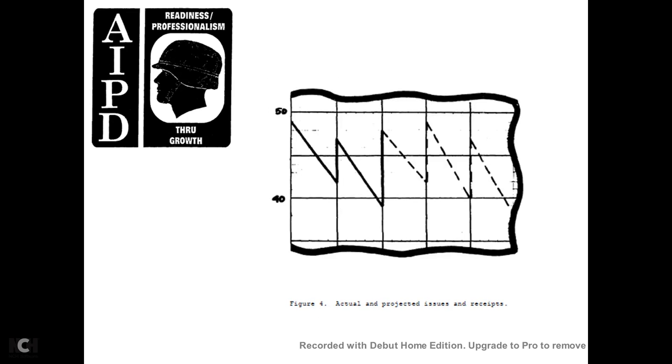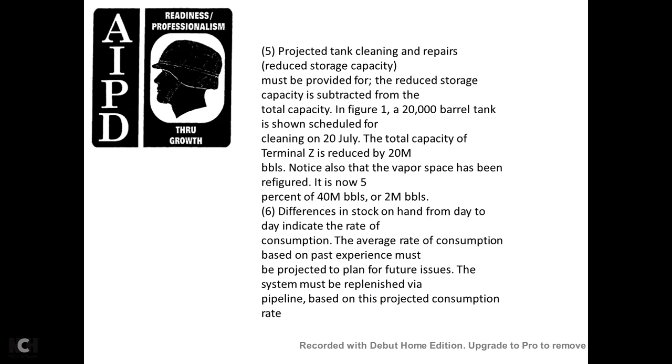Figure 4, actual and projected issues and receipts. 5. Projected tank cleaning and repairs reducing storage capacity must be provided for, with the reduced storage capacity subtracted from the total capacity in Figure 1. In Figure 1, a 20,000 barrel tank is shown with scheduled cleaning on the 20th of July. The total capacity of Terminal Z is reduced to 40,000 barrels. Notice that the vapor space has been refigured, and is now 5% of 40,000 barrels, or 2,000 barrels.